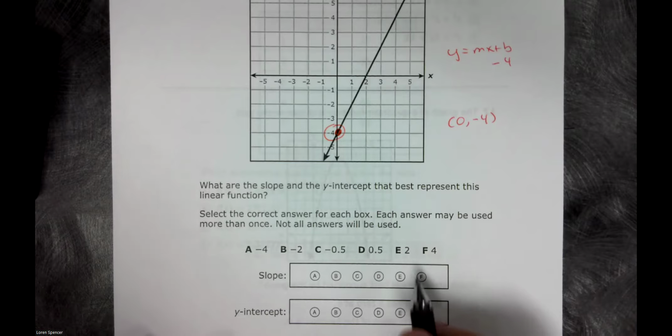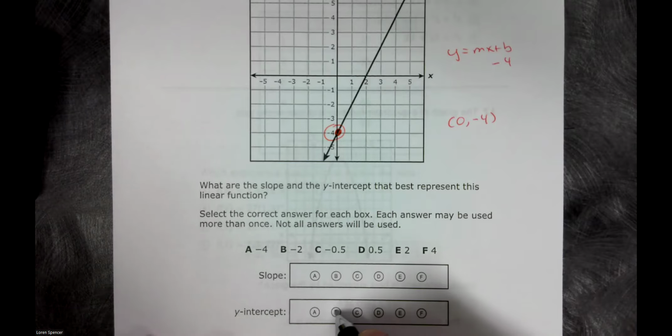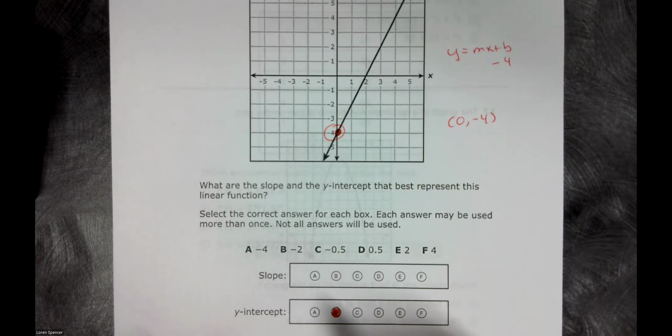So let's go ahead and mark that. We know b is -4. So that's going to go here for my y-intercept. That's where it crosses the y-axis. And then it asks for the slope.